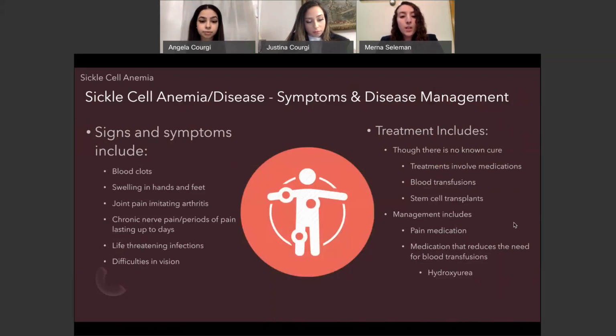Management of sickle cell anemia contains medications that overall relieve pain and reduce the need for blood transfusions, such as daily doses of hydroxyurea or prescribed narcotics.